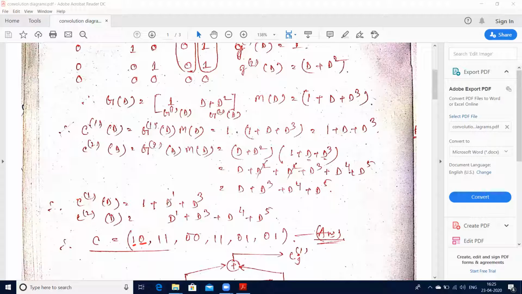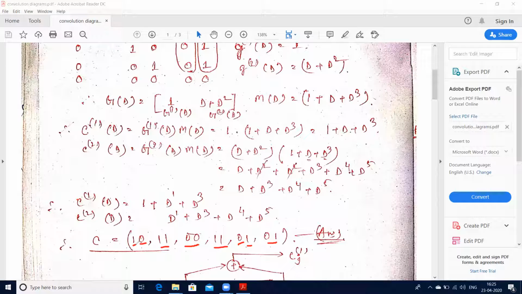For the second case, for d to the power 1, the coefficient is 1 for both, so that's why this is 1, 1. Then again, the d squared term is missing for both C1 and C2, so that's why this is 0, 0. And now d3 is present, so 1, 1. Again, d4 is absent for C1, so that's why this is 0, and it is present for C2, so that's why this is 1. So this is 0, 1. And same for d5, because the coefficient of d5 of C1(D) is missing, so that's why this is 0. And for C2, this is 1.